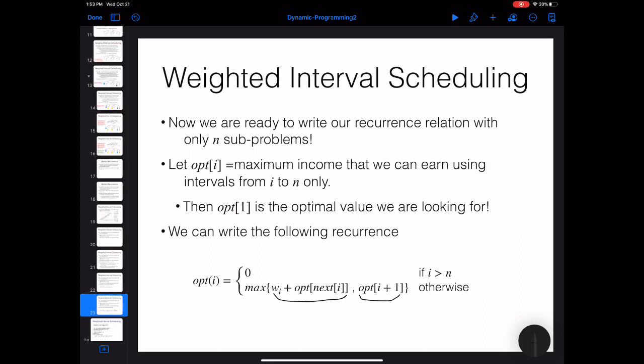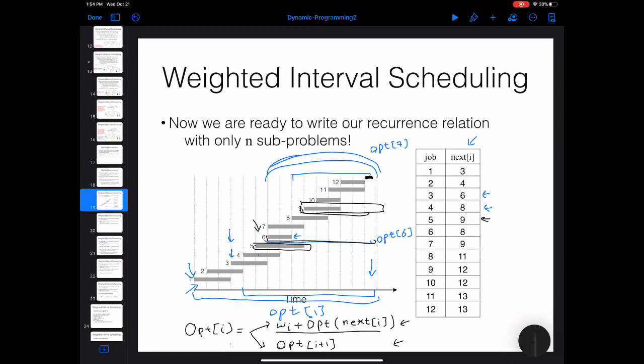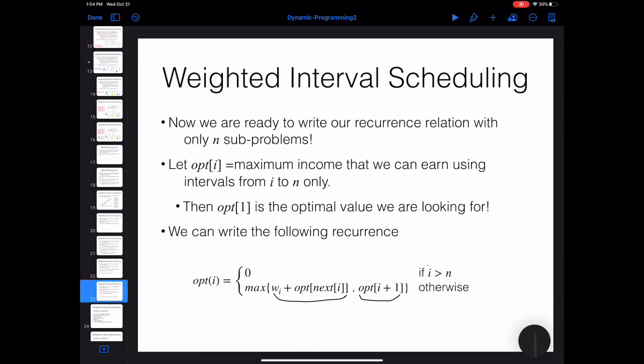And what are the base cases? The base case is that if the set of jobs that you are taking is empty, if there is no job remaining, then opt i is going to be 0. You can just think about it as the optimal answer. That's why I wrote this one for all values of i greater than n, because we started from the beginning to the end. So if i is greater than n, it means that there is nothing remaining to choose.